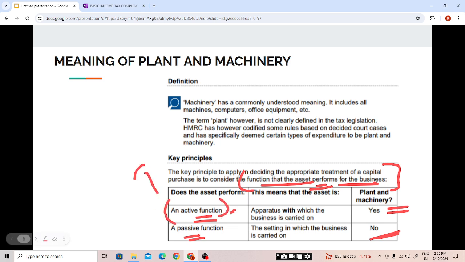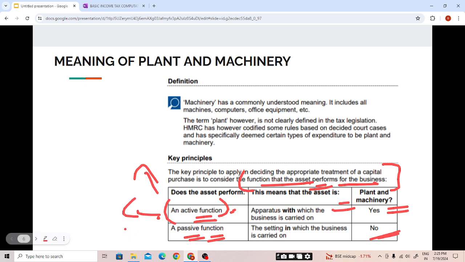So students, what does active function mean? Active function means with the help of the plant only we are able to run the business. If the plant is not available, we will not be able to run the business. So active function means the asset must be actively involved in the business to carry out the business. If the asset is not available, then it will be passive. See students, it is opposite.